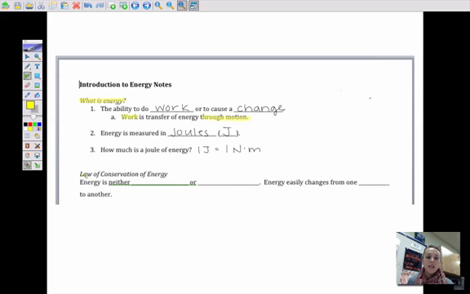Now, physics is based on conservation laws. And in this particular unit, we're going to focus mainly on the law of conservation of energy, which states that energy is neither created or destroyed, meaning that energy can easily change from one form to another. So, for example, solar panels take light energy and make it into electrical energy, which powers your iPod or iPhone.